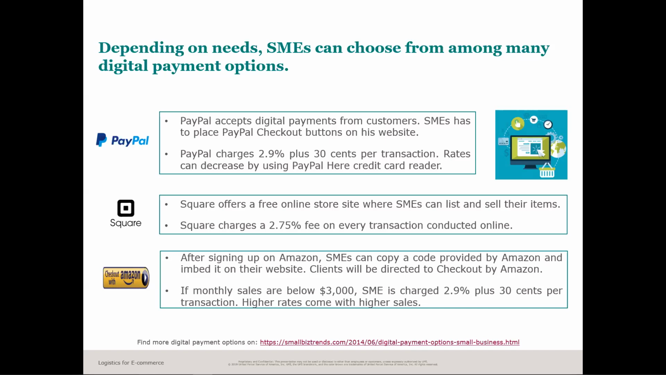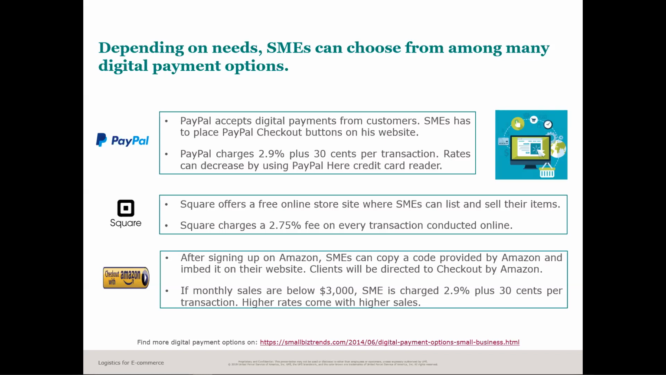A second example is the company called Square. Square offers you a free online store site where you can list and sell your items and services. In here, you can be charged a 2.75% fee on every transaction conducted online using the Square or its card reader. This is something that is important also for you to take into consideration. Those fees, when you're thinking about the pricing of your product, will have an impact also in the payment option.